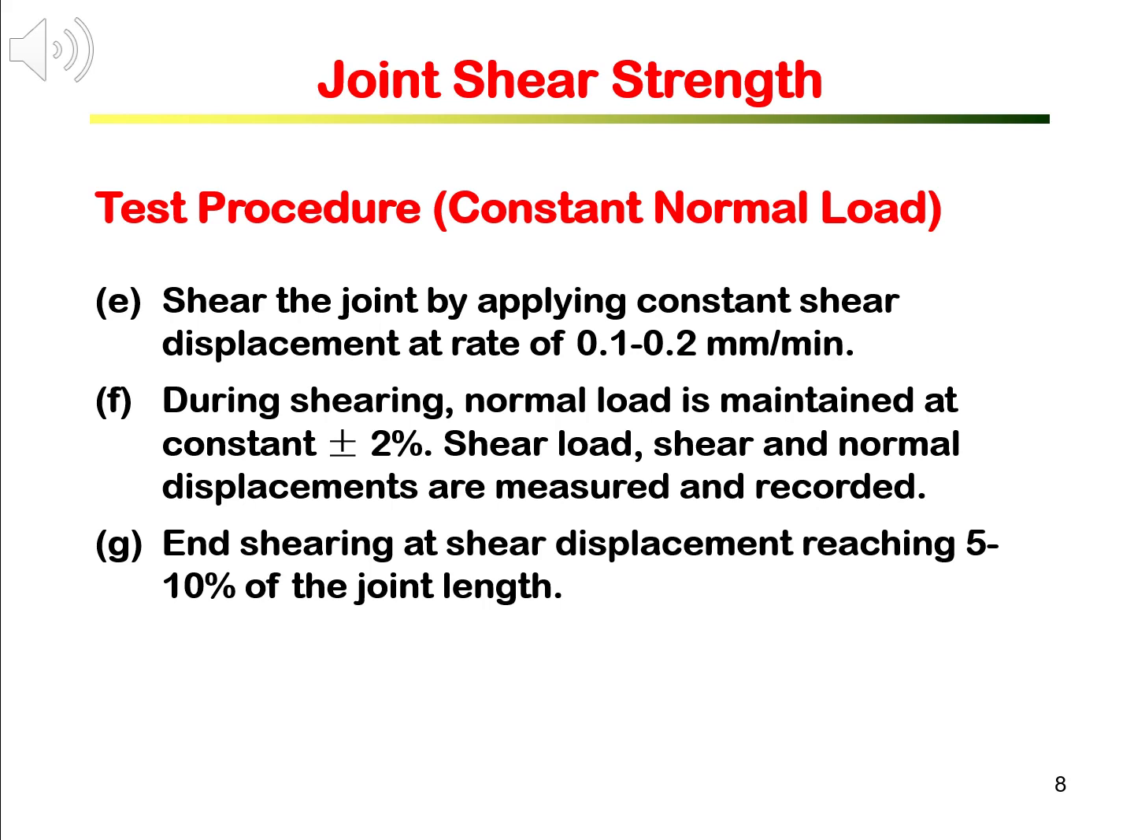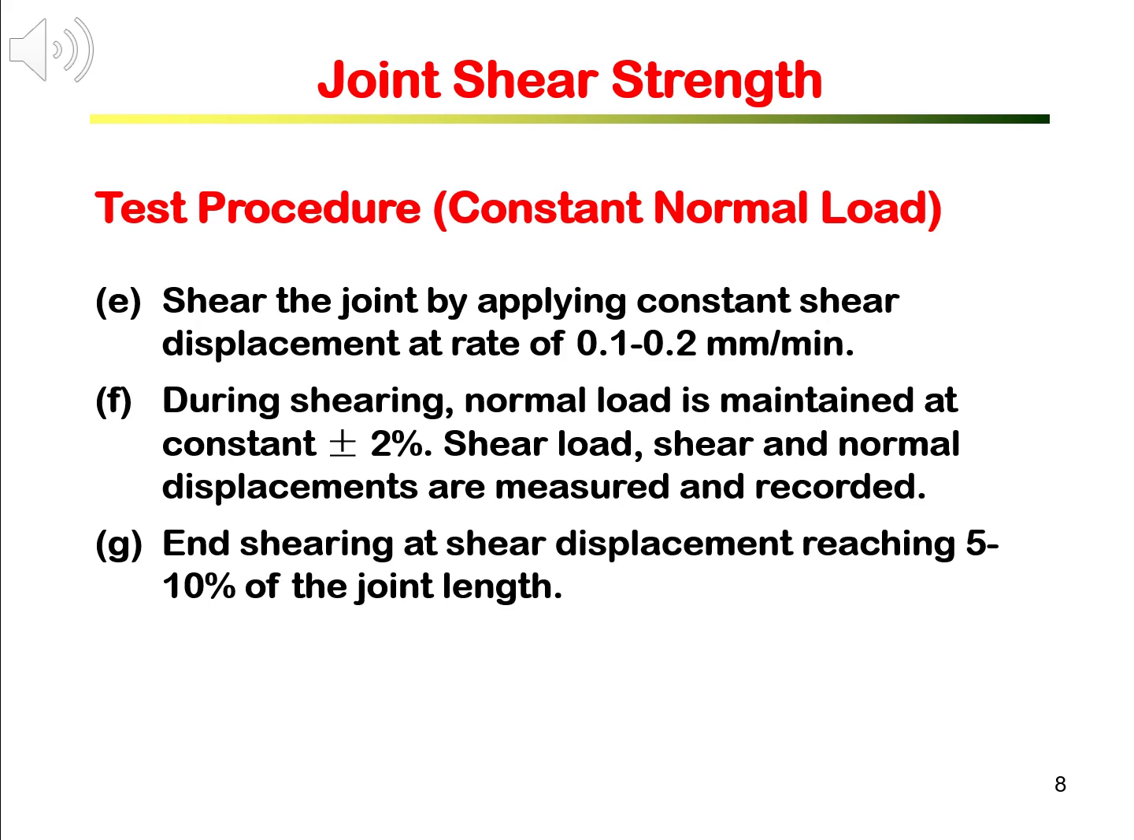After setting the normal load at constant, apply the shear load to move the upper half of the shear box, or the lower half depending on the shear box configuration, to slide along the joint plane, while the other half of the shear box is stationary. During the shearing, shear displacement should be kept at a velocity of 0.1 to 0.2 millimeter per minute.